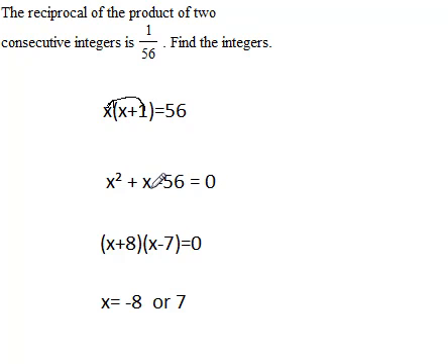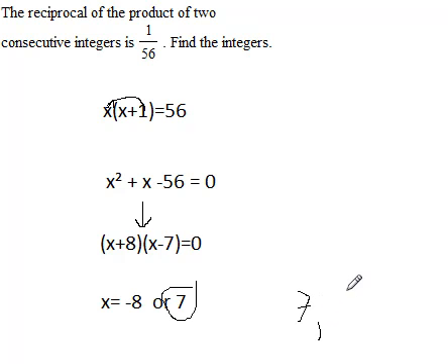Then I saw that this thing could factor. So once I factor it, I get x plus 8 and x minus 7 equals 0. And that's the zero product rule, so we know that x could either be negative 8 or 7. So my two consecutive integers, if I pick, let's say 7 as my first number, then the next consecutive integer after that would be 8.